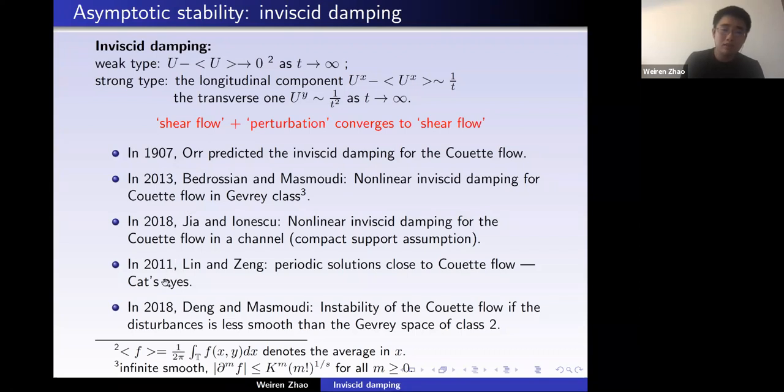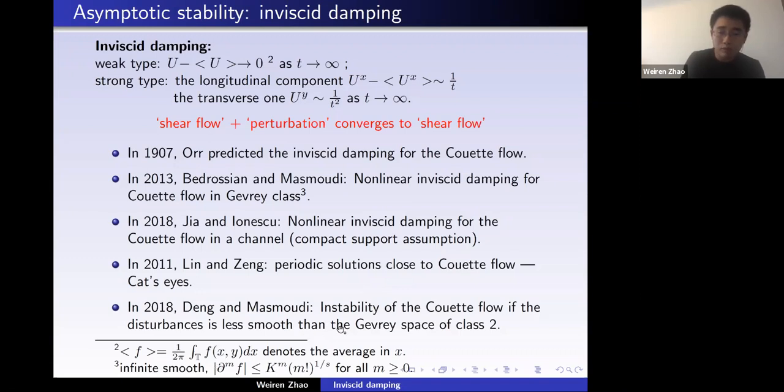Another negative result is given by Dunn and Masmoudi in 2018. They prove the instability of the quiet flow if the perturbation is in some Gevrey space, which is less smooth than Gevrey 2. And they prove that some high Sobolev norm also becomes larger as time goes to some finite time.